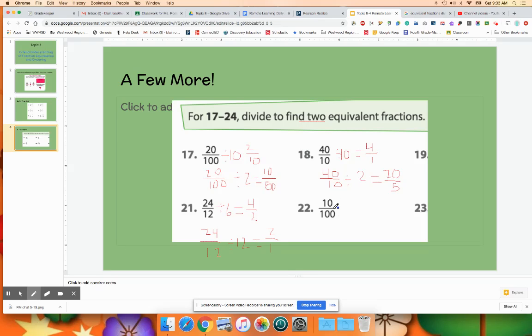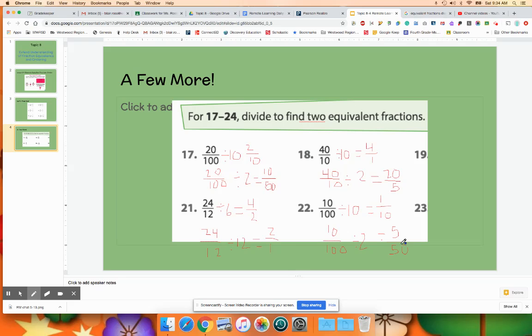And last one, 10 over 100. I know 10 is a factor of both numbers, so I can divide the top and bottom by 10. 10 divided by 10 gives me 1. 100 divided by 10 gives me 10. I have to do it a second time. So 10 over 100. I know they're both even numbers, so I could divide them by 2. I could also divide them by 5. 10 divided by 2 equals 5. 100 divided by 2 equals 50.